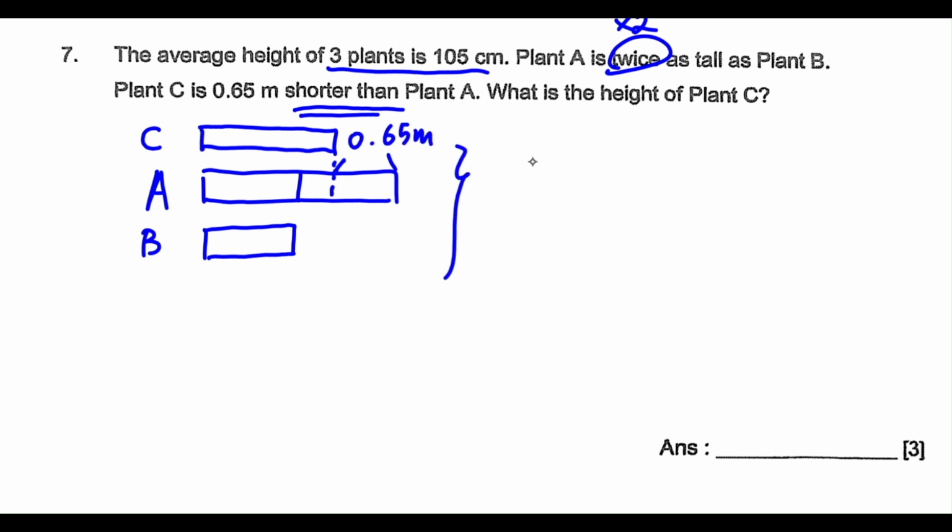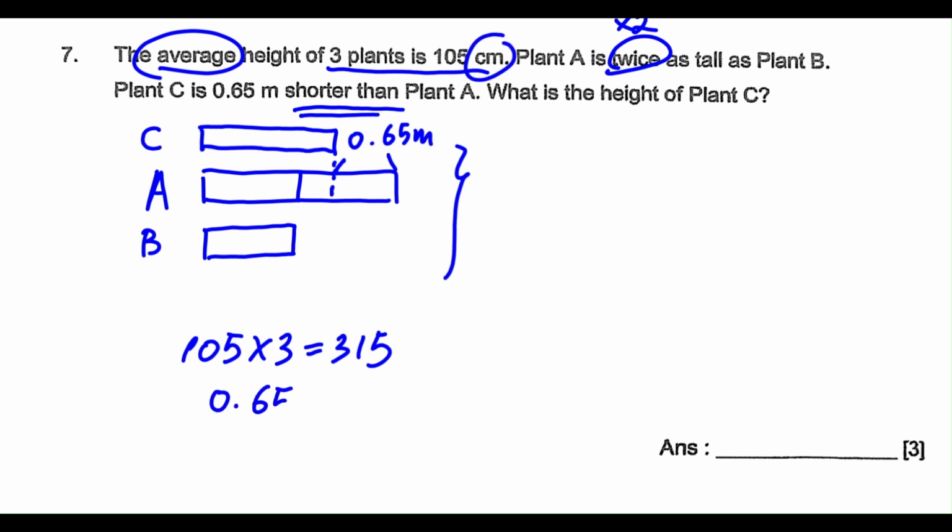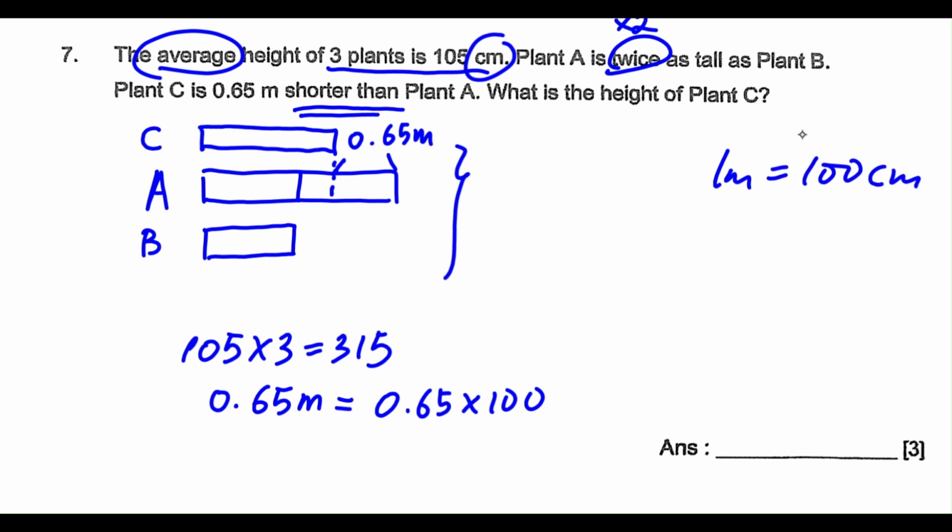So together, we need to find the total, right? Average height is 105, so 105 times 3 will give you 315. And this is cm, and that is meter, so we must be careful. If we want to deal with meter, then we change everything to meter. If we want to deal with cm, we change everything to cm, and it's easier to change to cm. It's equals to 0.65 times 100, because 1 meter is equal to 100 cm. When we change from meter to cm, we multiply by 100. That would be the decimal point moving 2 steps, because there are 2 zeros. So that will give us 65. Of course, you can use a calculator as well. Okay, so the total is 315 cm.